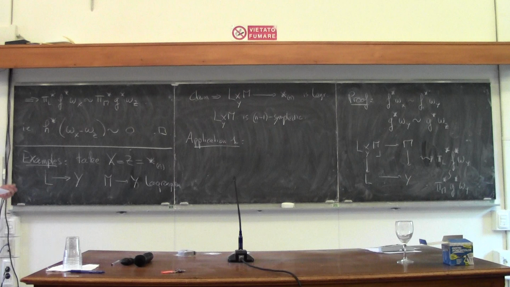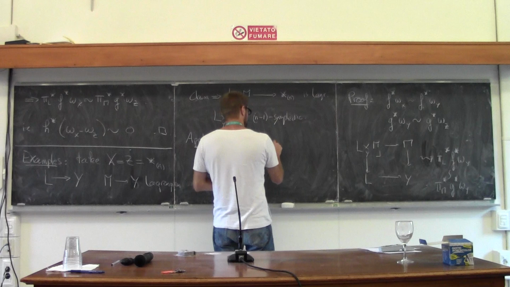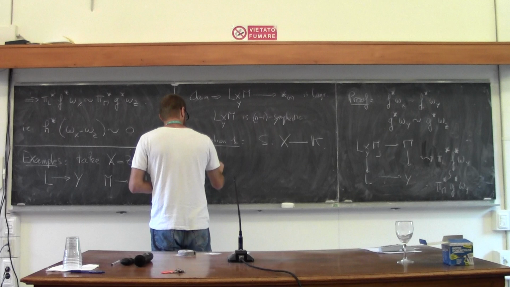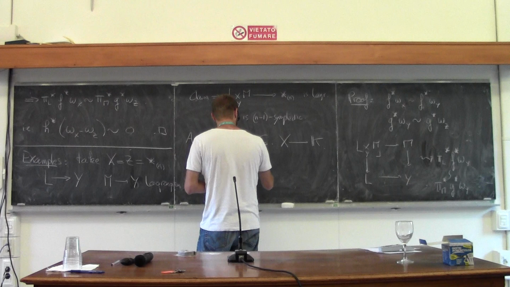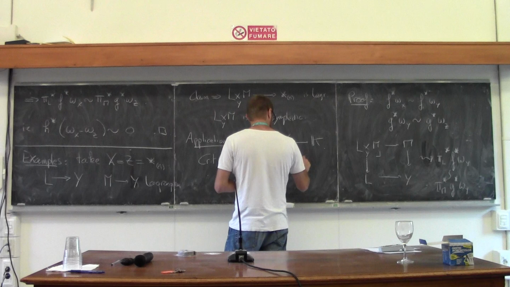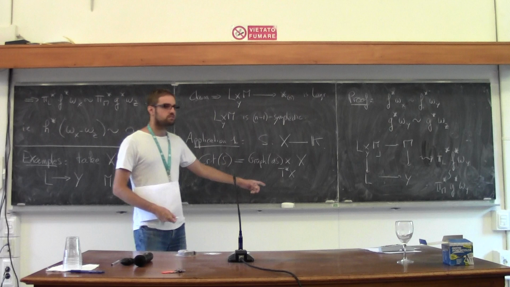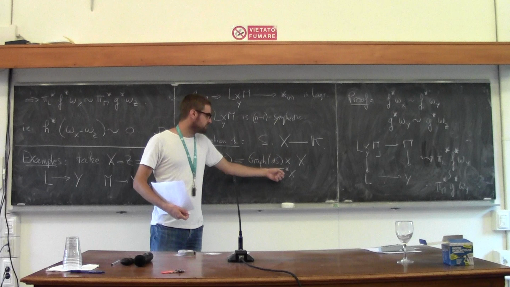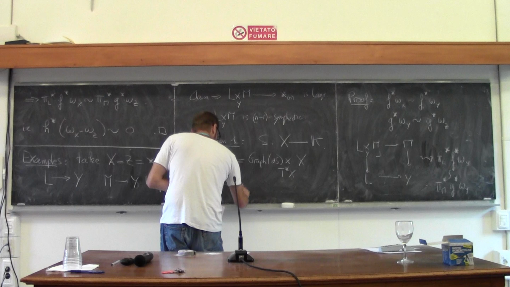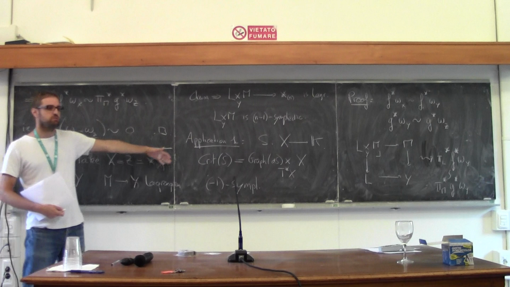Let's recall the Dirac critical locus we were talking about. We have some S from X to K, and we want to look at the critical locus of S, which we take as the derived intersection of the graph of dS with the zero section inside T star X. Well, T star X is ordinary symplectic, and those two are ordinary Lagrangians. So this will automatically become minus one symplectic. And that's somehow at the heart of the BD formalism. That's basically the starting point.